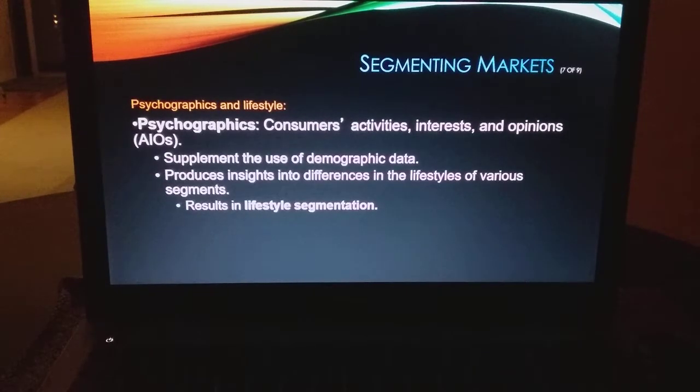So psychographics are, again, people's activities, how they spend their time and money, their opinions. They add to the demographic information, and they also help to determine what people's lifestyles are. So that would be a lifestyle segmentation. As I said, people who spend their weekends hiking and canoeing and camping, or people that spend their weekends going to movies and plays and concerts and that kind of thing.